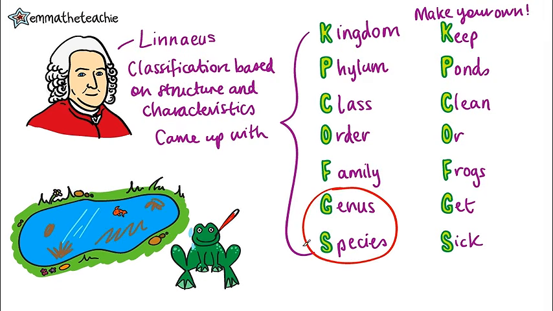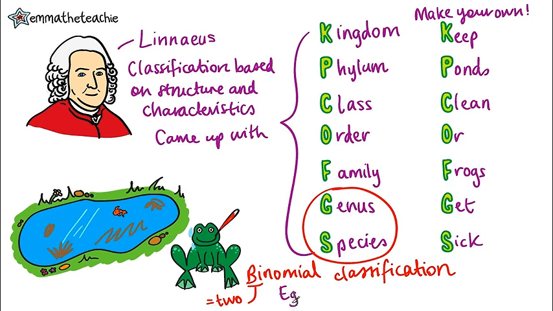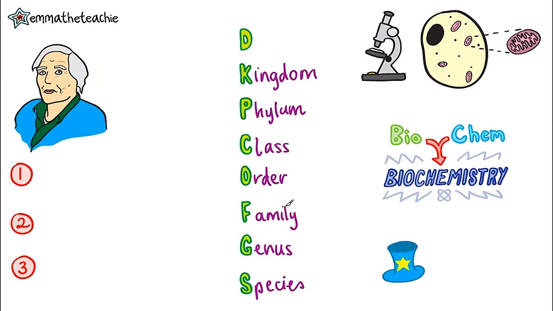The last 2 levels of classification make up the binomial classification of a species, which is just its 2-part name. Remember, bi means 2. So if you're asked for the species name or binomial name, you always give the genus and the species part. For example, humans are Homo sapiens, and wolves are Canis lupus. You'll be given the information needed to work this out. Notice that the words are written in italics and the genus name always starts with a capital letter.